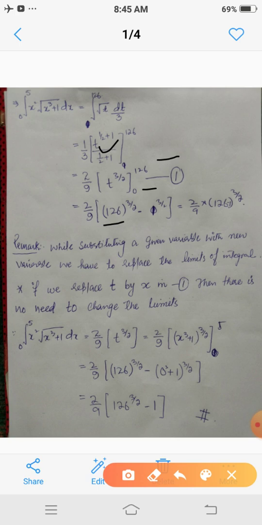Now substitute these values of t. It is 126 raised to power 3 by 2 minus 1 raised to power 3 by 2. So 2 by 9 into 126 raised to power 3 by 2 minus 1 is the value of this integral.